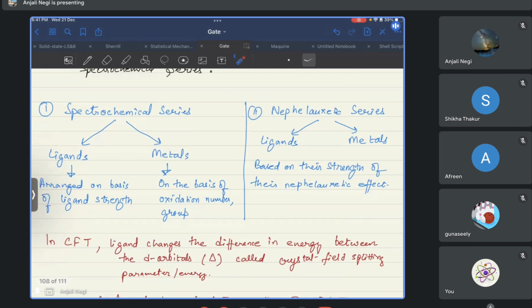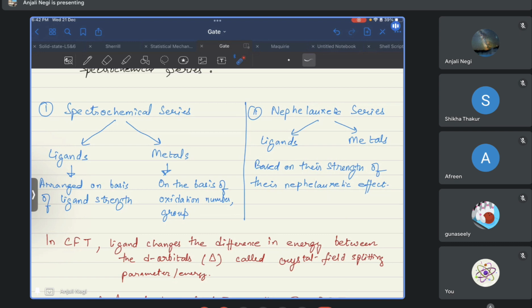In the case of ligands, ligands are arranged on the basis of ligand strength. When I say ligand strength in coordination chemistry, you have already gone through the strong field, weak field, high spin, low spin ligands. I hope you already know. And metals can also be arranged on the basis of their oxidation number, their group, their identity, and we can have a spectrochemical series for metals as well.